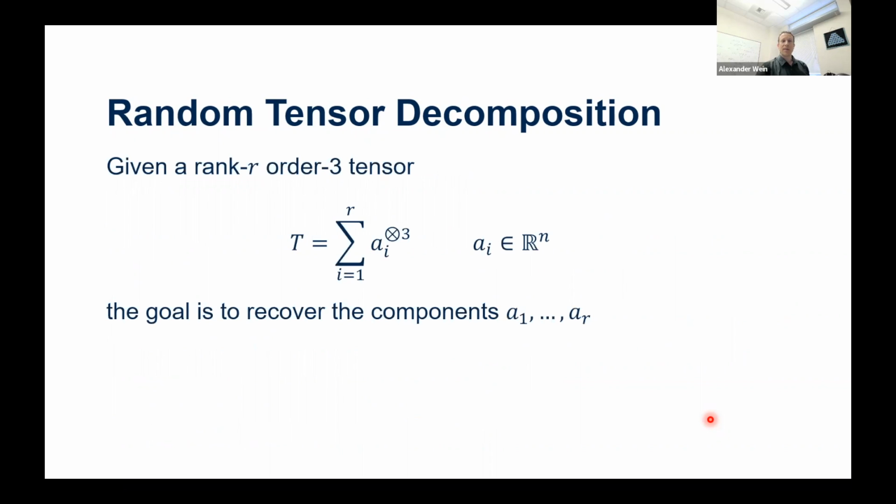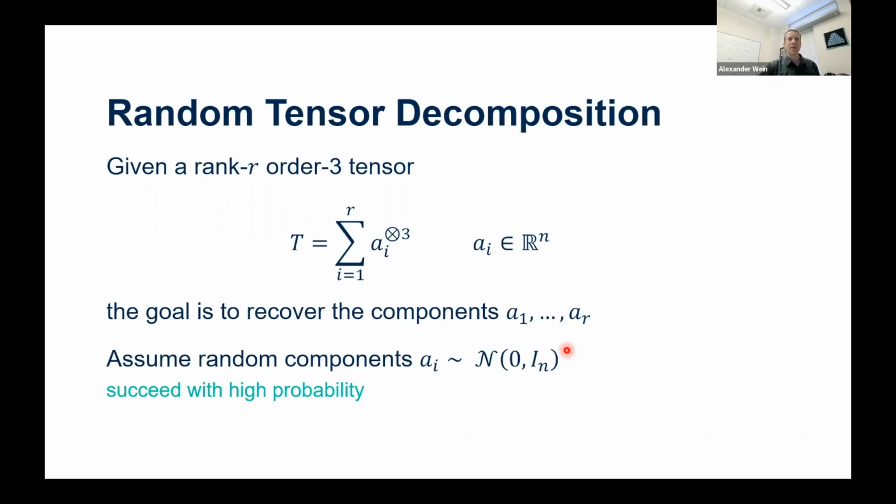Let me now define the tensor decomposition problem. I'm going to give you a rank R order 3 tensor T, so it's an n by n by n array of numbers. When I say rank R, I mean that it's the sum of R different rank 1 terms. These a_i are called the components. Each a_i is a vector, and I give you the sum of the appropriate rank 1 tensors. Given just T, your goal is to recover the individual components, up to the inherent symmetries of the problem. Of course, you can't figure out which component was called a_1 versus a_2 versus a_3, but you can hope to recover this collection of vectors up to reordering.